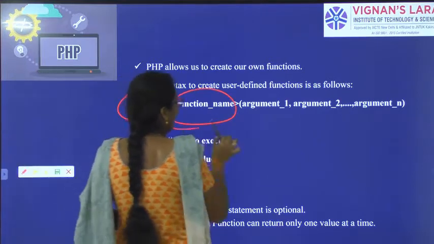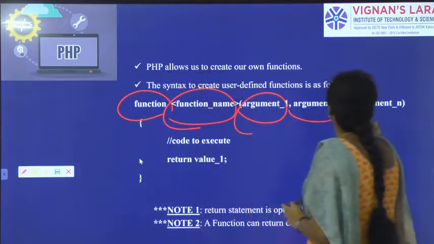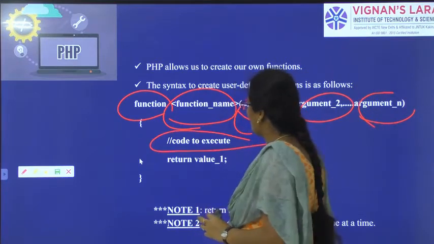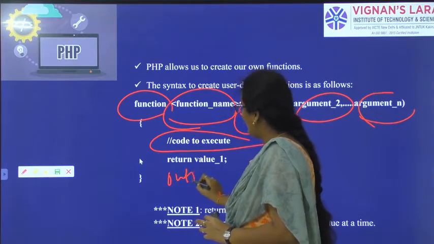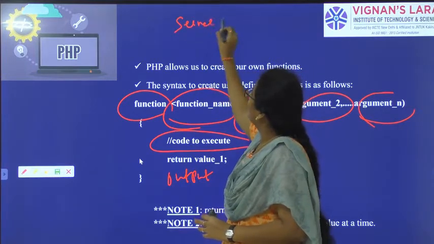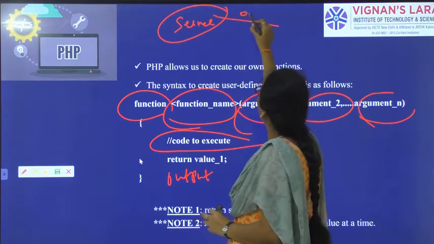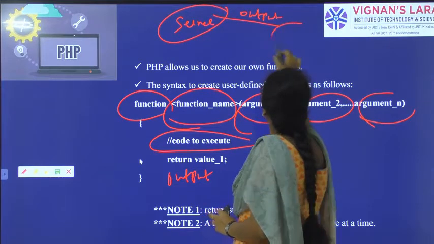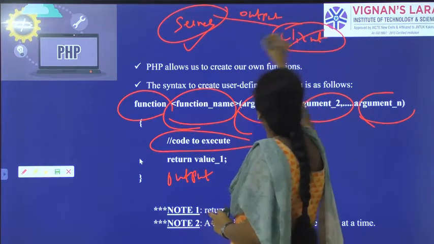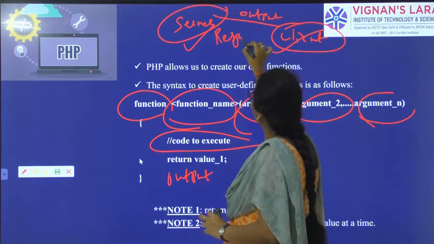Function, function name, argument 1, argument 2 and so on, argument n. We should have a code to execute, and output. The server should give output to the client in the form of a response.